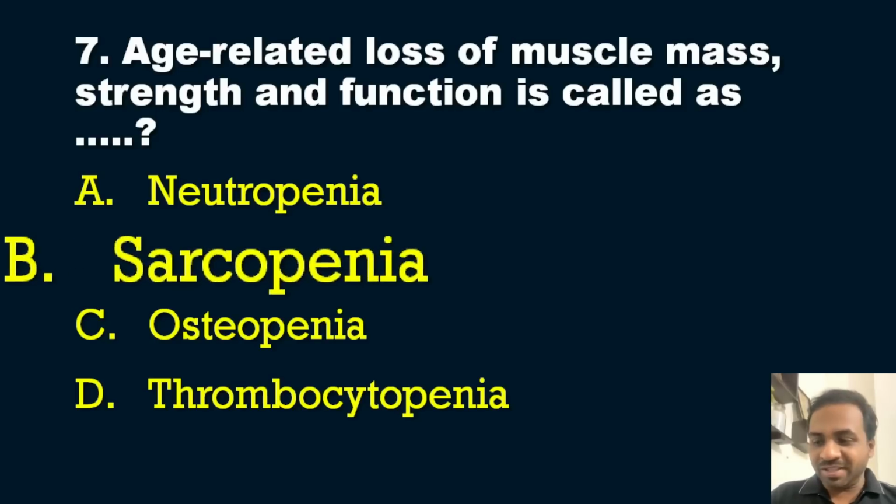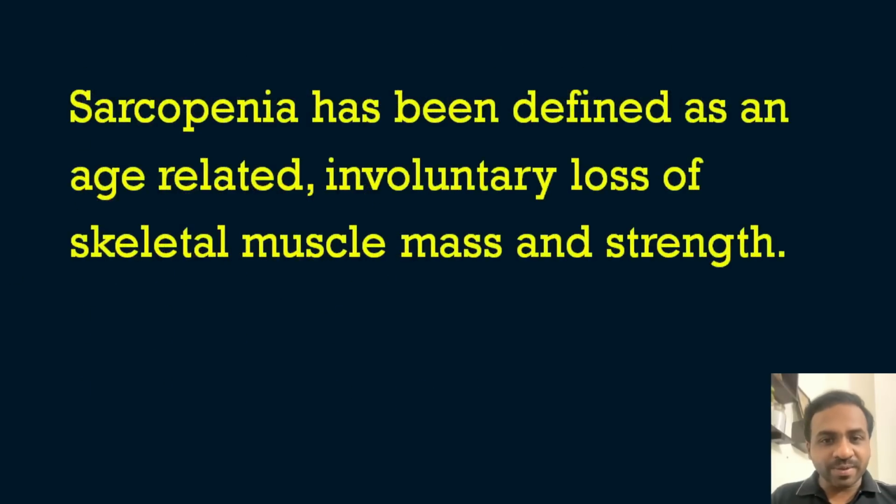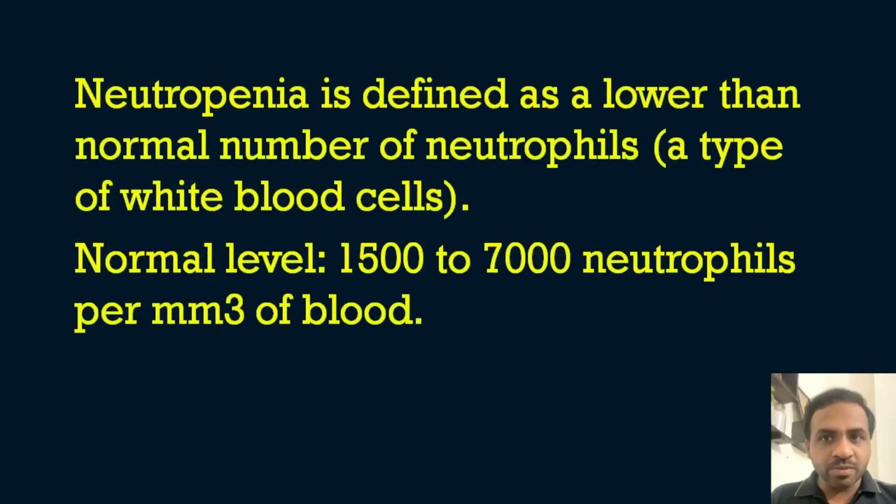We will explain about these penias. First of all, the answer to our question is sarcopenia. It is defined as an age-related involuntary loss of skeletal muscle mass and strength, and thereby function. Then the next option was neutropenia. As the name indicates, it is defined as a lower than normal number of neutrophils. You know that neutrophils are a type of WBC, and the normal level is 1500 to 7000 neutrophils per cubic millimeter of blood. A lower than normal level is known as neutropenia.